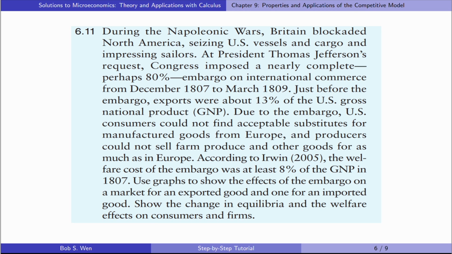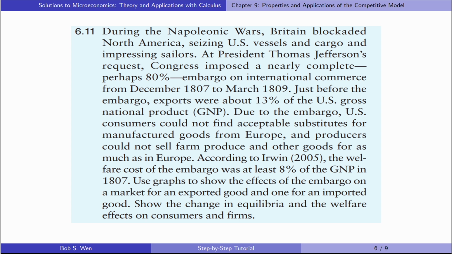Let's find answers to exercise 6.11. During the Napoleonic Wars, Britain blockaded North America, seizing U.S. vessels and cargo and imprisoning sailors. At President Thomas Jefferson's request, Congress imposed a nearly complete, perhaps 80%, embargo on international commerce from December 1807 to March 1809. Just before the embargo, exports were about 13% of the U.S. GNP.